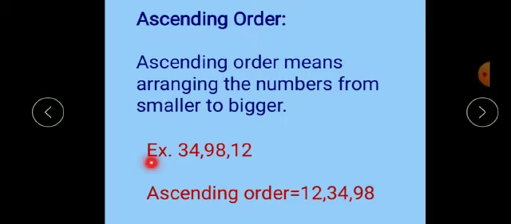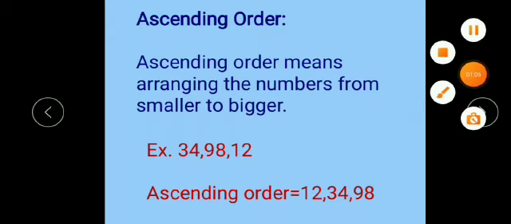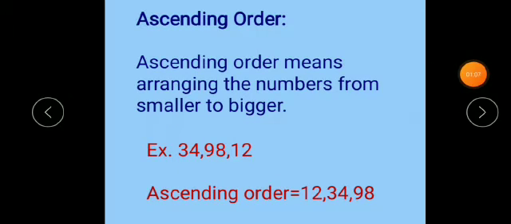For example, if the numbers are 34, 98 and 12. These three are the numbers. Now among these three numbers, we have to arrange them in ascending order. While arranging the numbers in ascending order, first we will write the smaller number. Now among 34, 98 and 12, which one is the smaller?